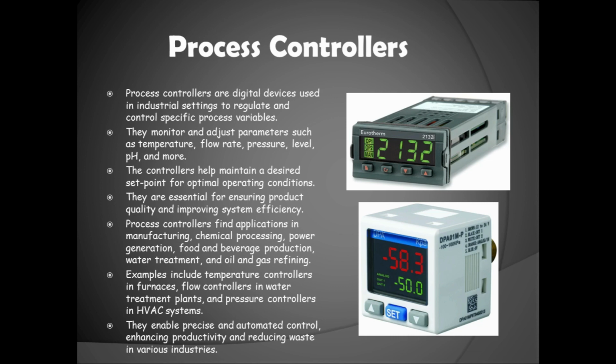They find extensive applications in manufacturing, chemical processing, power generation, food and beverage production, water treatment, and oil and gas refining. Examples include temperature controllers in furnaces to maintain consistent product quality, flow controllers in water treatment plants to optimize chemical flow rates, and pressure controllers in HVAC systems for proper airflow and temperature control. Process controllers enable precise and automated control, enhancing productivity and reducing waste in various industries.